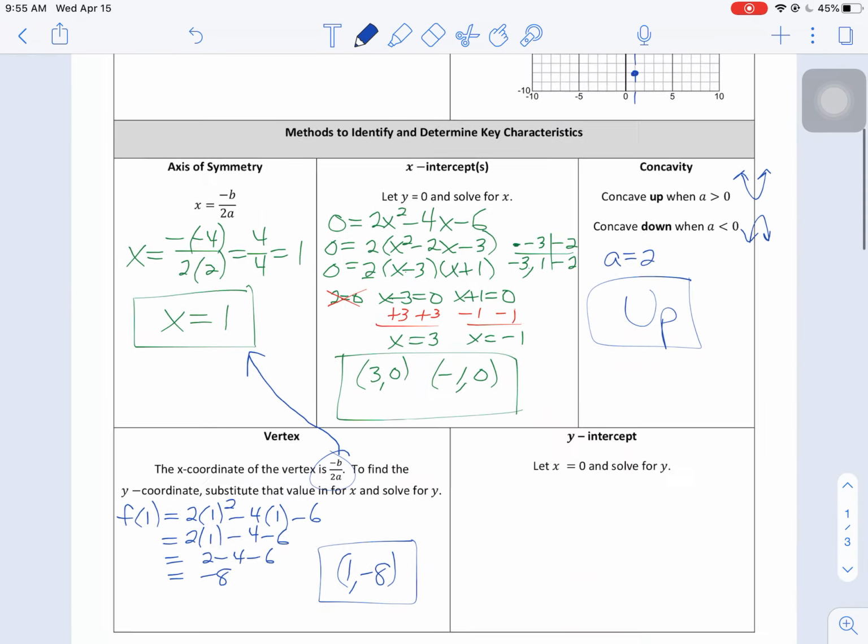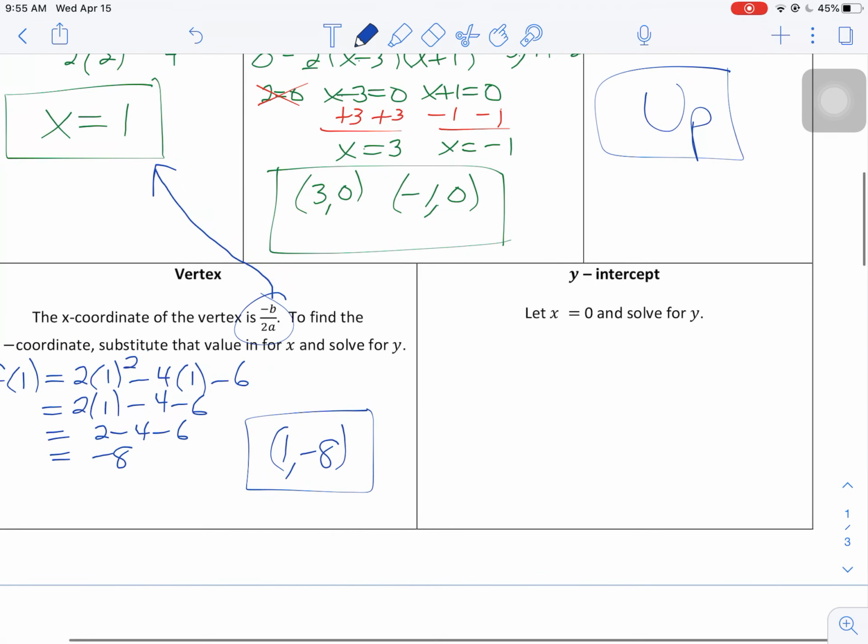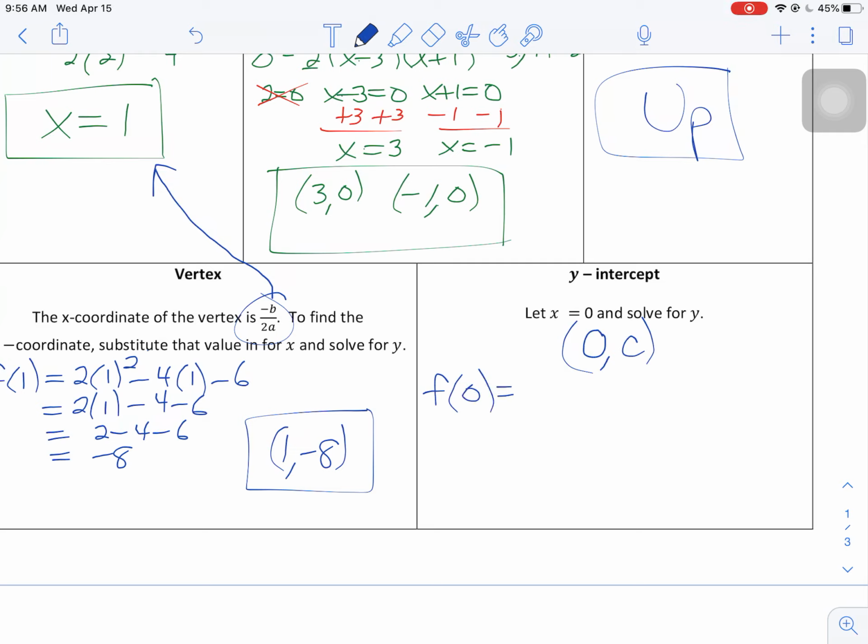And then last thing, y-intercept. Let x equal 0 and solve for y. Or, since we're in standard form, it's always 0, comma, whatever the c value is. And you'll see why in just a moment. So I'm letting x equal 0, and then I'm plugging in 0 wherever I see x in the original function. So here's why we've got this nice little shortcut that it's just 0, comma c.